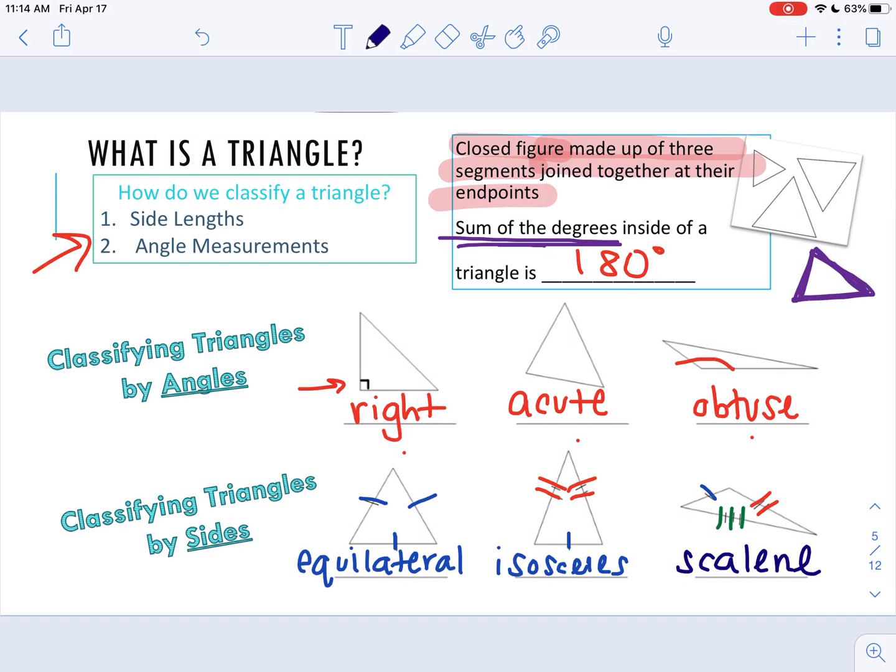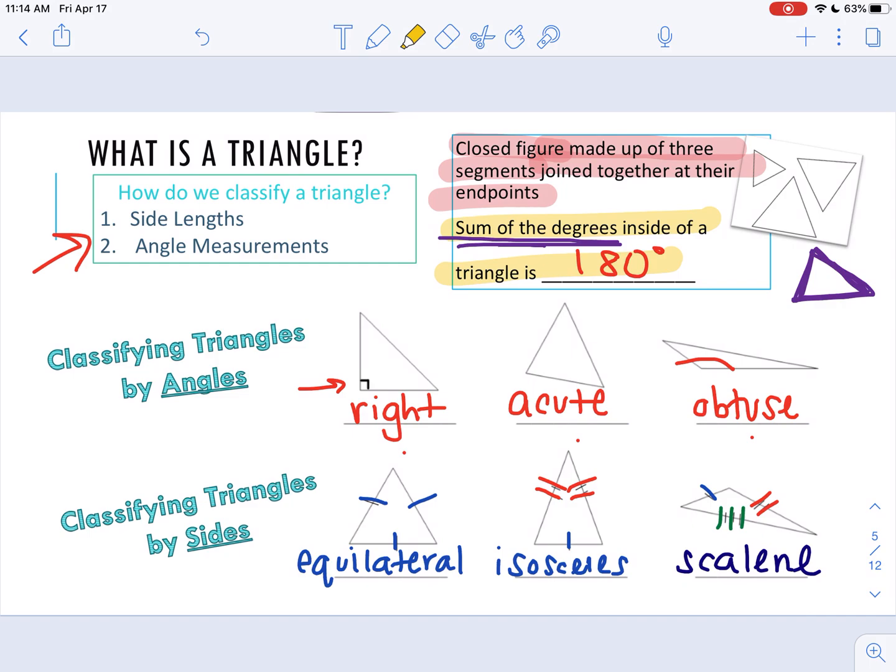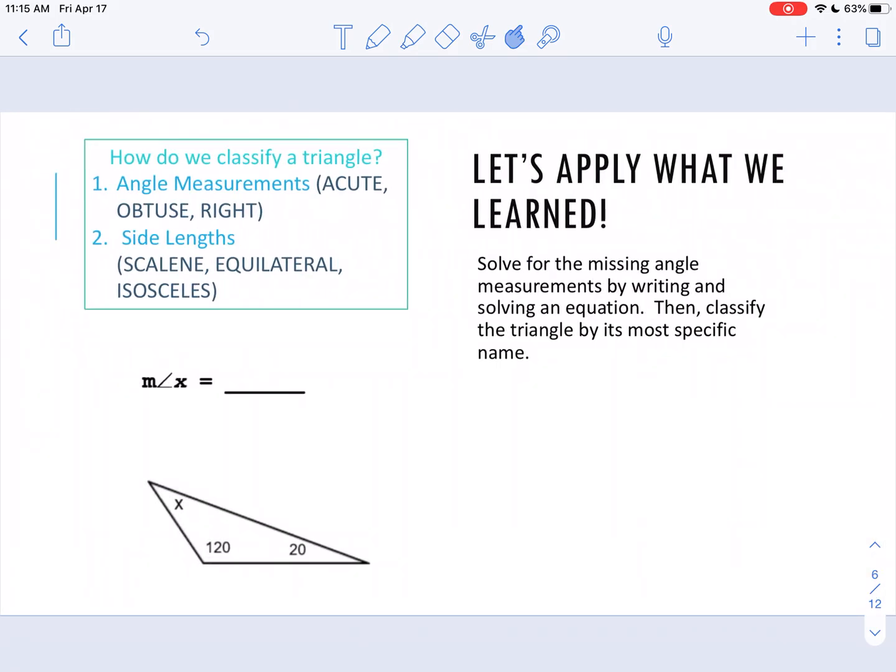So we've talked a lot about, on this page, some features of a triangle. We've talked about the sum of the degrees, which we know is 180 degrees. We talked about how we classify a triangle. First, by its angles, so it can be a right triangle, an acute triangle, or an obtuse triangle. Then we talked about how we classify triangles by its sides. We can call it equilateral, isosceles, or scalene. So let's take what we've just learned and let's actually apply it now.